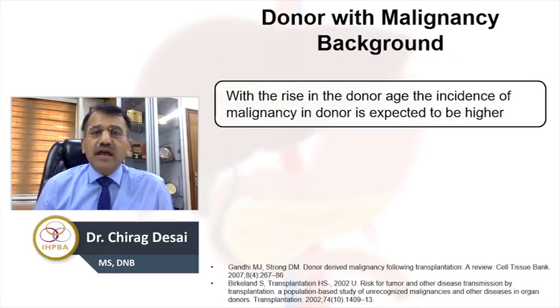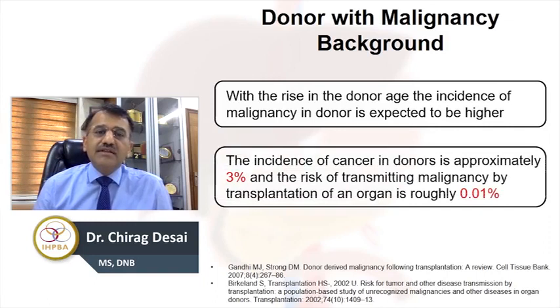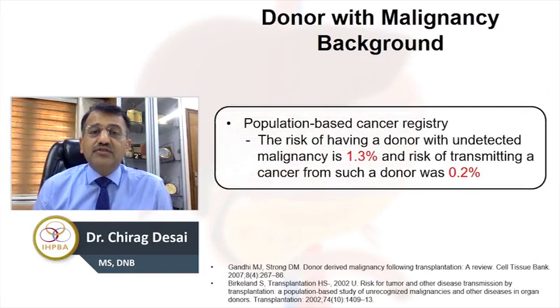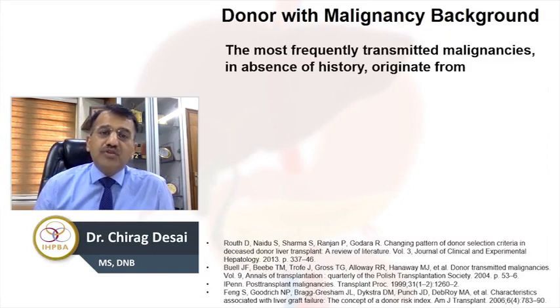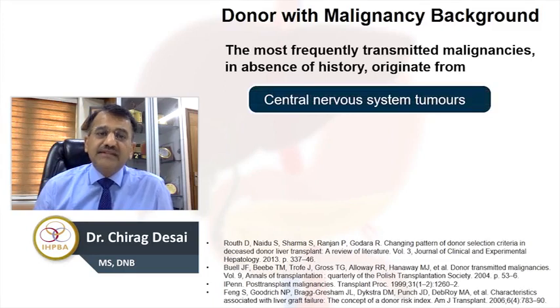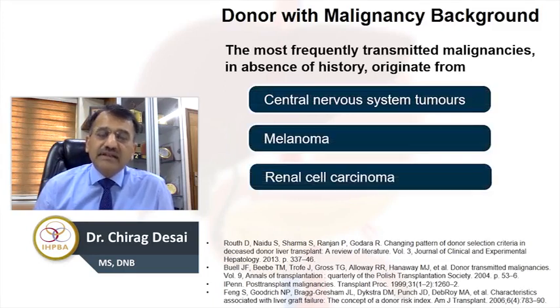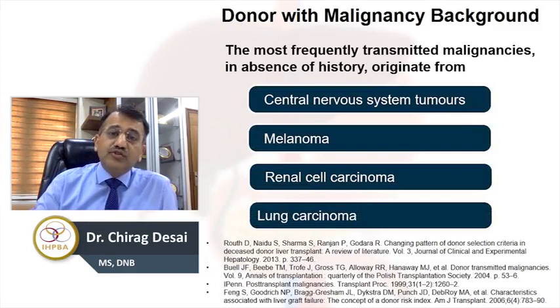Now, donors could have known or unknown malignancy, and there remains a theoretical risk of transmitting this malignancy to the recipient. With the rise in donor age, the incidence of malignancy in the donor has also increased. The incidence of malignancy in donors is approximately 3%, and the incidence of transmission of malignancy is very low, but is not zero. The most frequently transmitted malignancies originate from CNS malignancy, melanoma, renal cell carcinoma, and lung carcinoma. These are the tumors which are easily transmitted to the recipient.